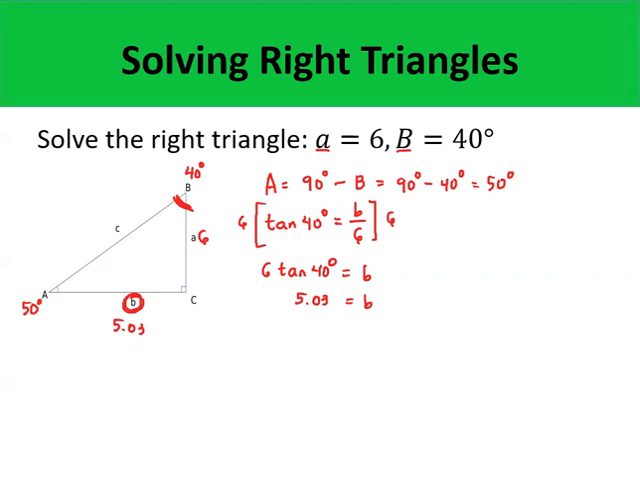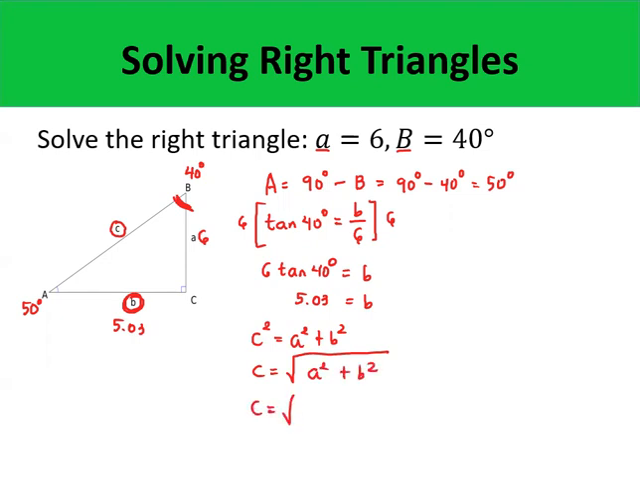Now, the only thing left to solve is the value or the length of side C. Since we already have the values of small a and small b, we can make use of the Pythagorean theorem to solve for small c. So we know that c squared is equal to a squared plus b squared.